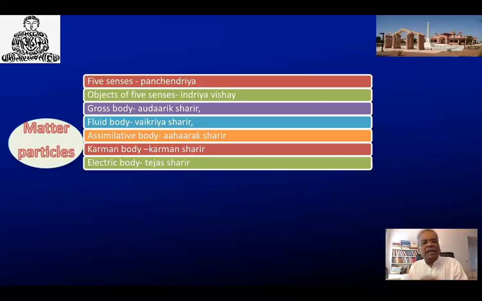The same is true of the electric body. The electric body is the one that produces heat when the soul gets associated with a new life.